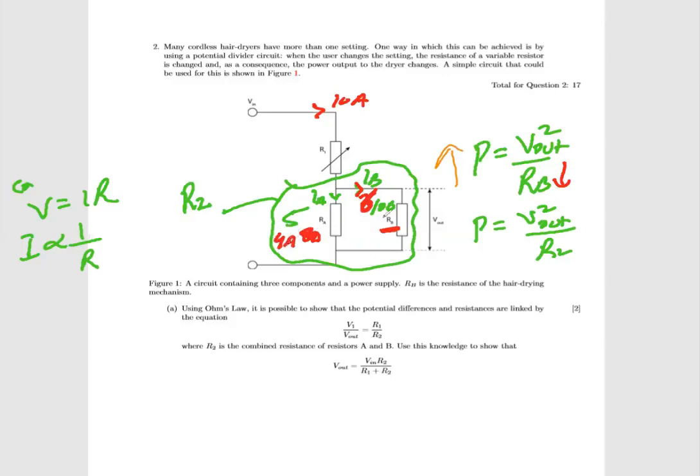So if you decrease RB, then the power dissipated in this resistor will increase. Voltage is the same in both cases, V out is the same. The power increases because the current increases from decreasing the value of RB. But here, the power dissipated in this resistor will decrease because the current decreased from 8 to 4 ampere. Got it? But the question is, if I decrease RB, what is its effect on the supply voltage over here?